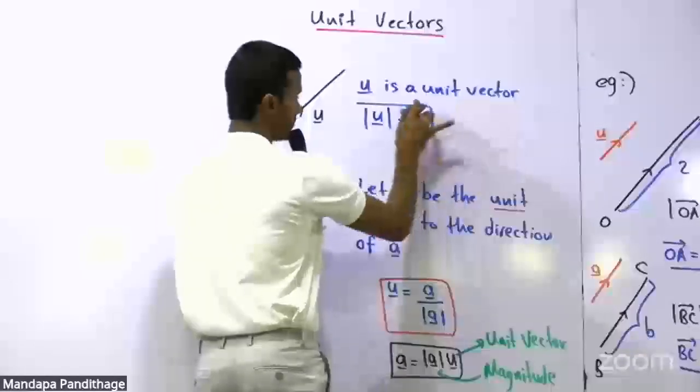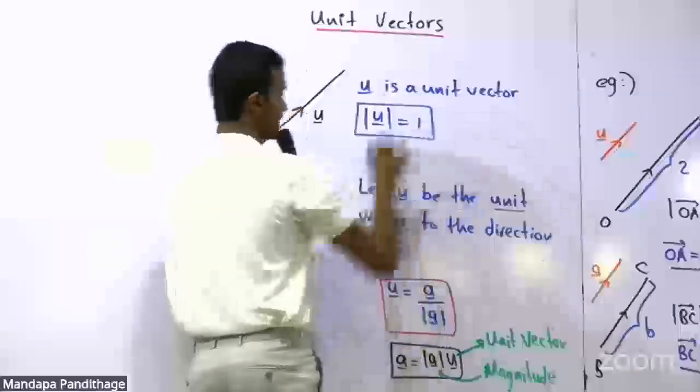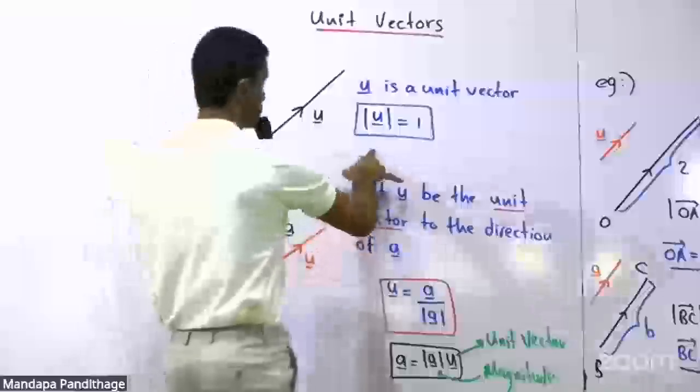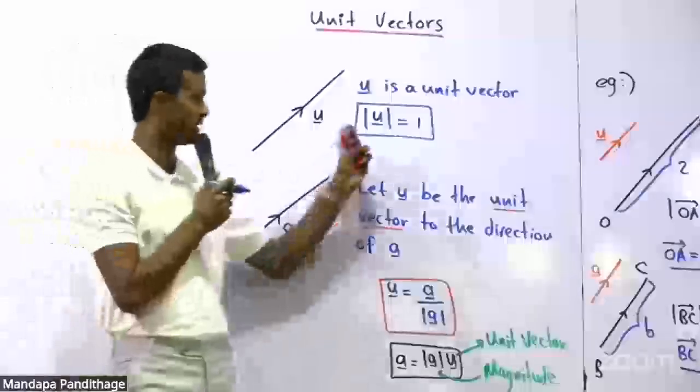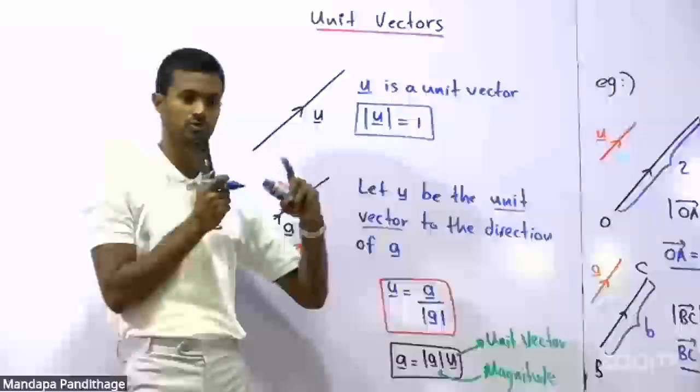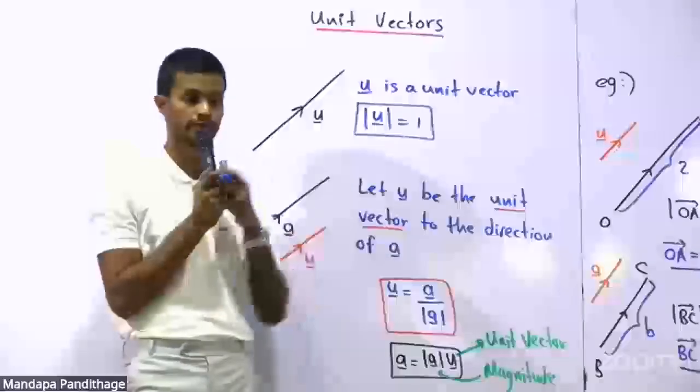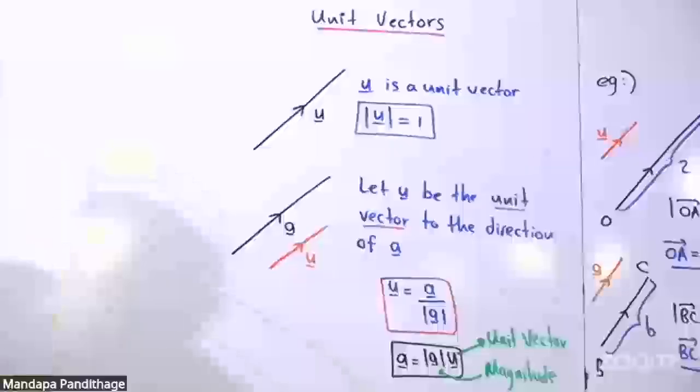U is not equal to 1, the modulus should be equal to 1. So make that change here, it should be modulus U equals 1. Not U equals 1, it should be modulus U equals 1. Okay, then come to here.